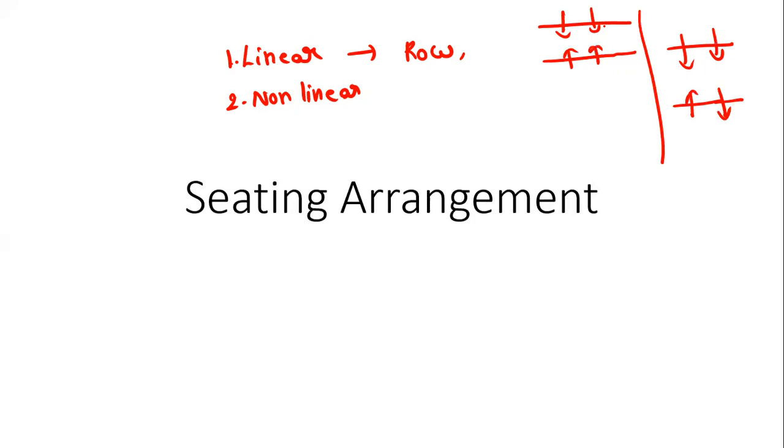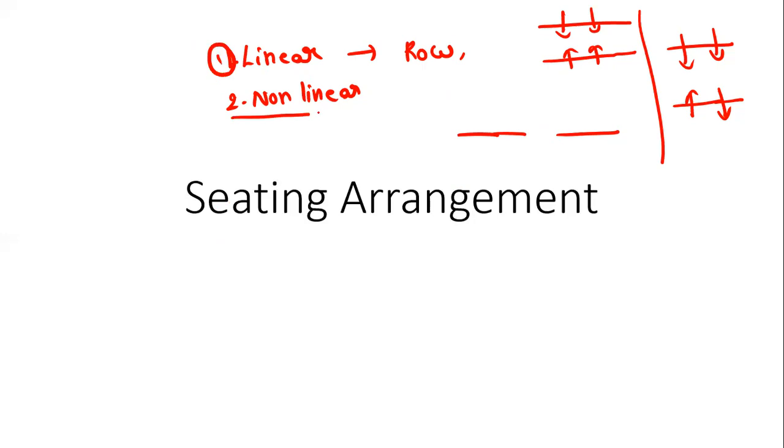Linear seating arrangement is basically a row type arrangement or a column type arrangement, or it can be two parallel rows where people are facing each other, or otherwise in the two parallel rows itself, one of the persons can be facing the other and the other person can be facing in the opposite direction. And the parallel rows they can also give like this, side by side, not facing each other. So this is about linear seating arrangement.